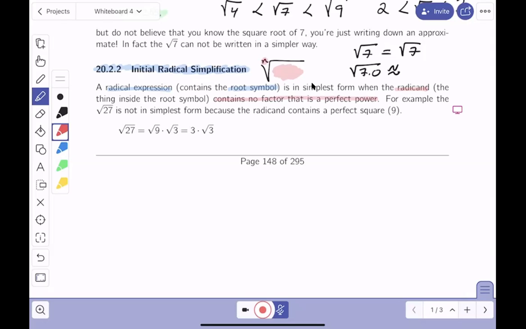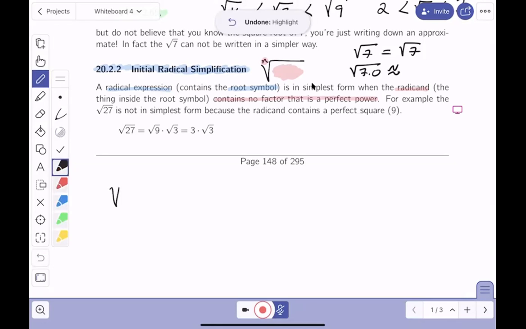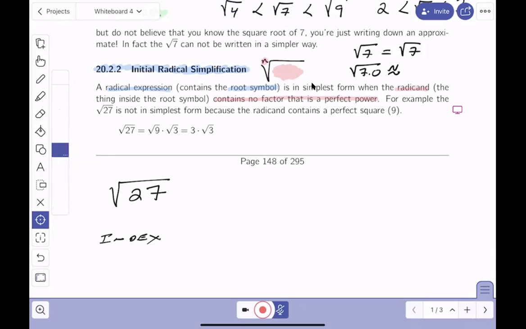So I'm going to put the 27 down. And the index, that's the number that's here. Since there's no number there, well, index over here, there's no number there, it's 2. So the index is 2 here. So what am I looking for? Perfect squares.